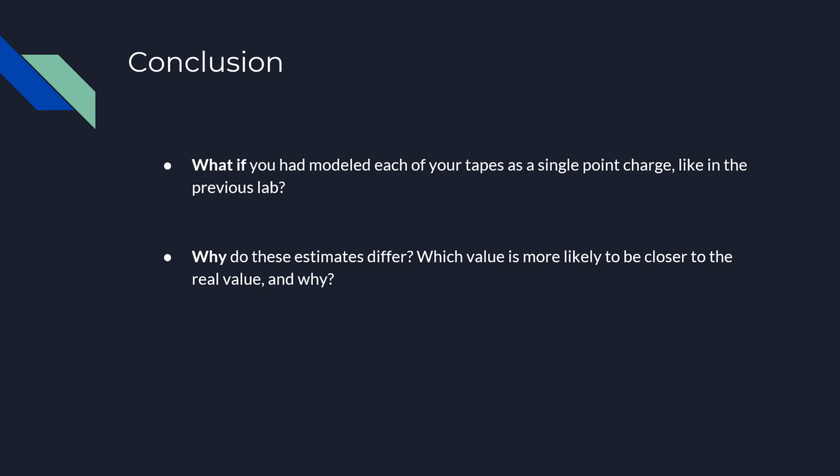Now to answer the second question, why do these estimates differ and which value is more likely to be closer to the real value and why? I already sort of answered this, but these estimates differ because in the first lab, we calculated the electric force due to a point charge. All the charge was concentrated in one location. Meanwhile, in Lab 2, we calculated the electric force due to the charge spread across an area. So there were all these small little charges dq that were contributing to the total electric force, as opposed to just one big charge Q.